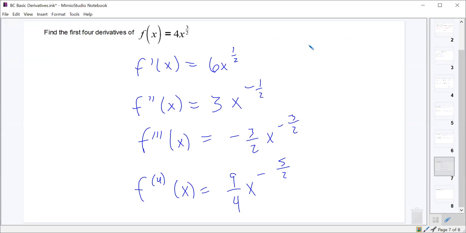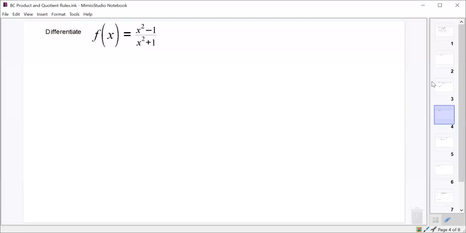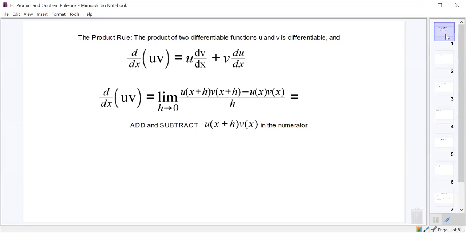Okay. All right, we're going to skip that last page there. That's not where I wanted to be.